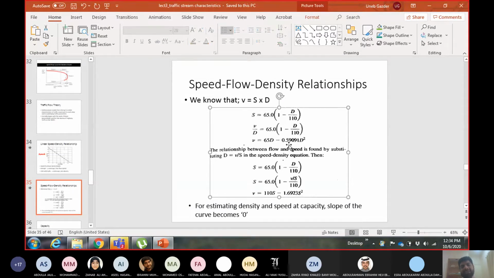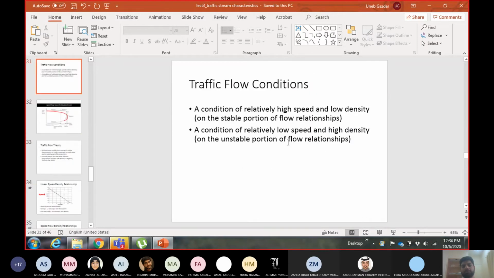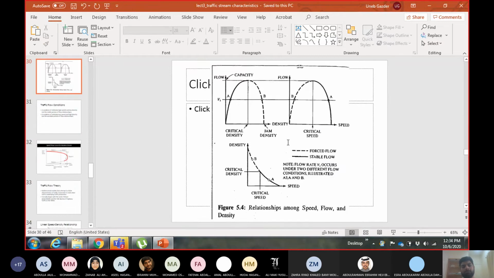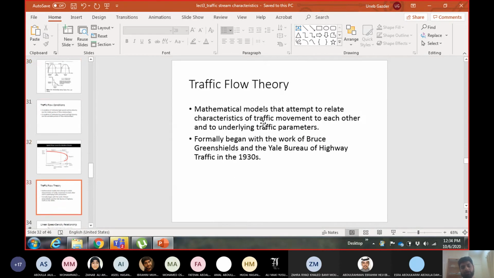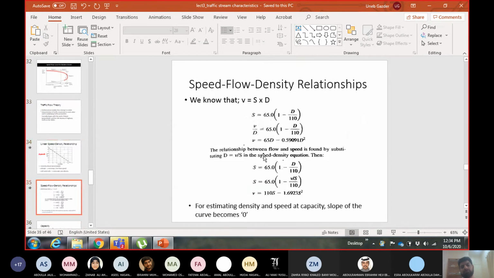You can see it's a second degree equation. This is the equation of a parabola. So if you plot it, you will see this shape of the curve. This is a parabola, and the equation is confirming that the curve should be a parabolic curve.